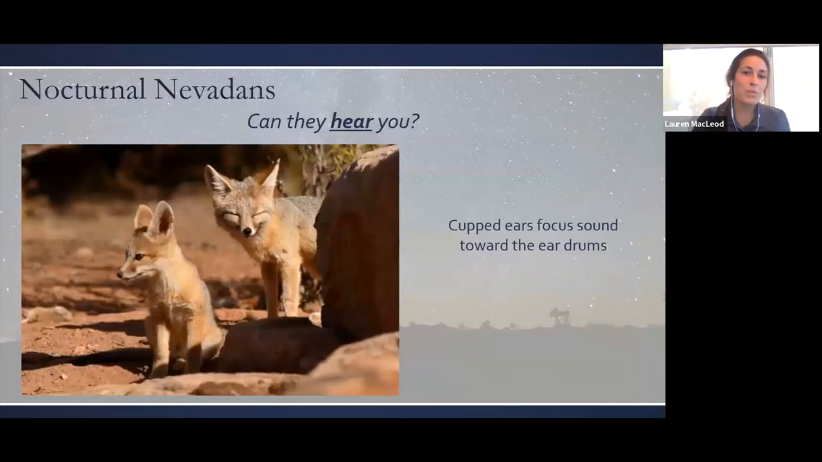So those are some ways that we can or cannot hear them, but what are some ways that they might be able to hear us or hear others around? There's a lot of adaptations that these animals have to enhance their senses in one way or another so that they can survive in their nighttime environment. And many nocturnal neighbors of ours have large cupped ears like these foxes here. And that's just one feature that allows them to focus in and hone in on sounds around them.